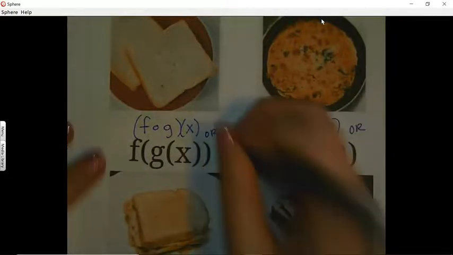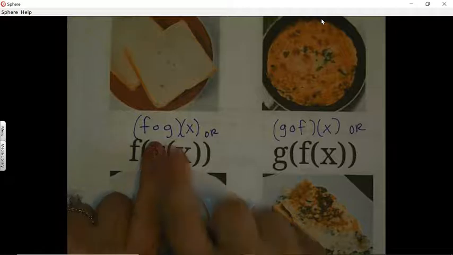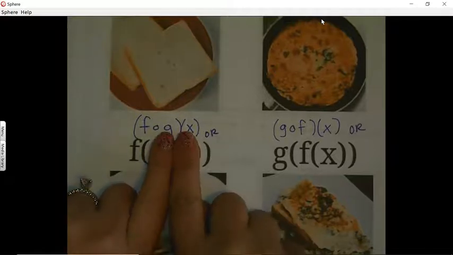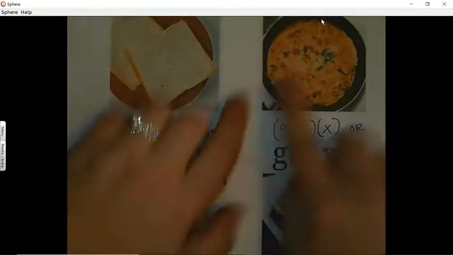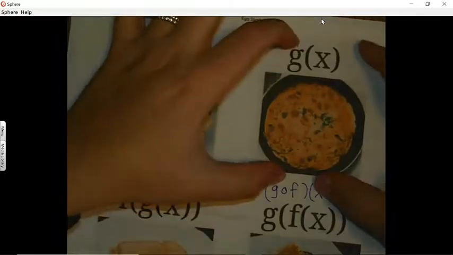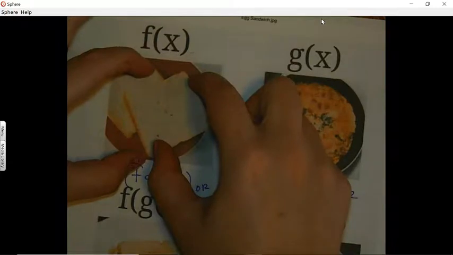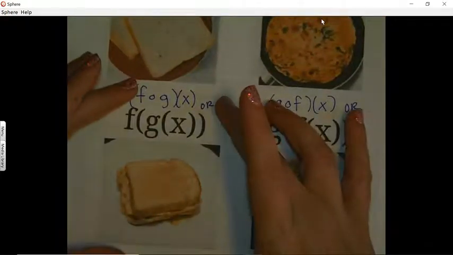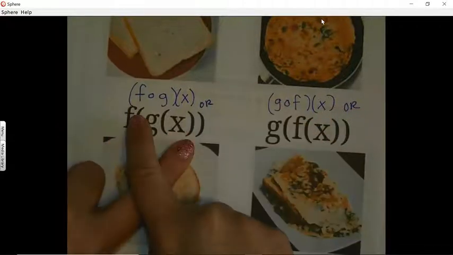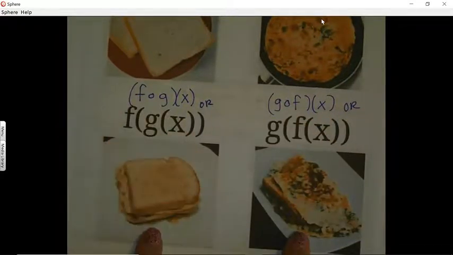Okay. So what this is saying is to take function g and plug it into function f. So to take function g, which is the eggs, and put them into the bread. So that would look like this. And that's what we're used to. Whereas if we switch the order, I want to show you it does mean something completely different.